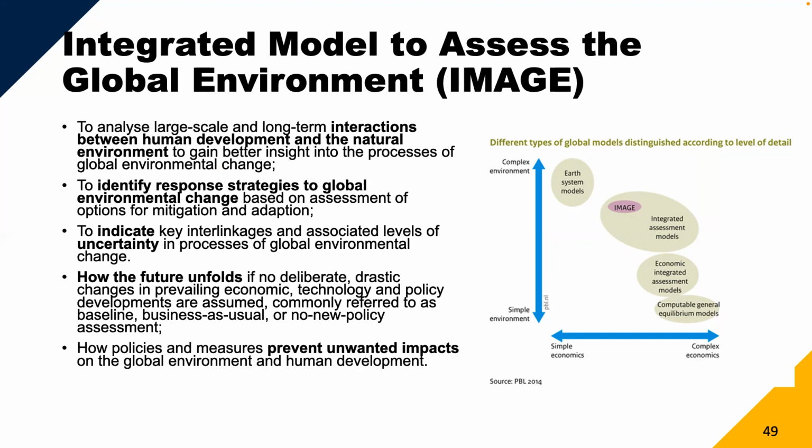This overlaps a lot with many other integrated assessment models: identify response strategies to global environmental change, indicate key interlinkages and understand uncertainty, and how the future unfolds, right? That's why you want to include as much uncertainty as possible, because there are lots of different outcomes that could happen. And then how you can prevent unwanted impacts, which is why we're using these process-based models, to be able to integrate information here to change specific outcomes.